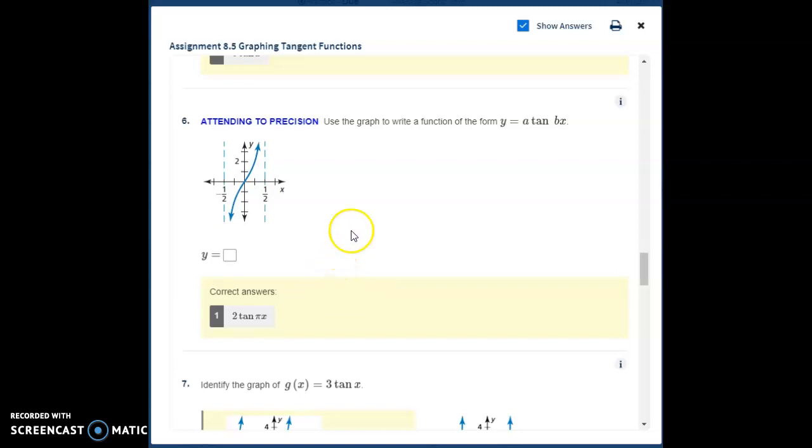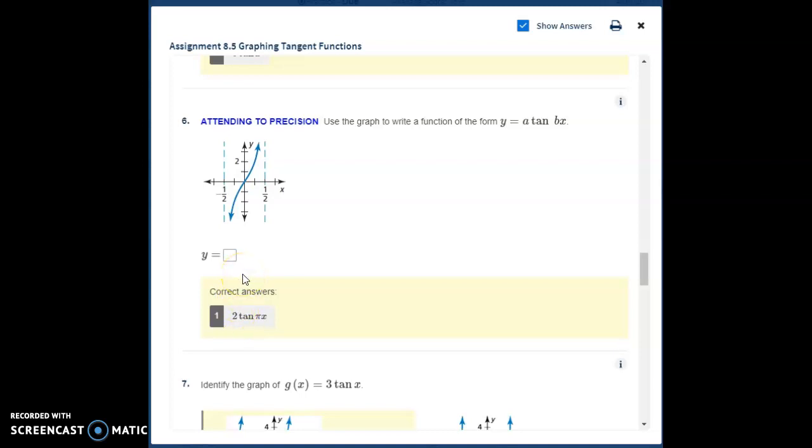Number 6. Again, we're looking for the values of a and b. And I'm just going to look at this first value right here. If you notice, over 1 unit, and we always go 1 unit halfway to the asymptote. And notice it crosses up here at 2. So it does have a vertical stretch of 2. So the 2 does go in front of the tangent.